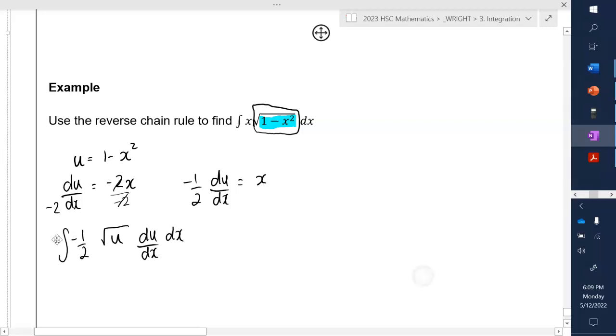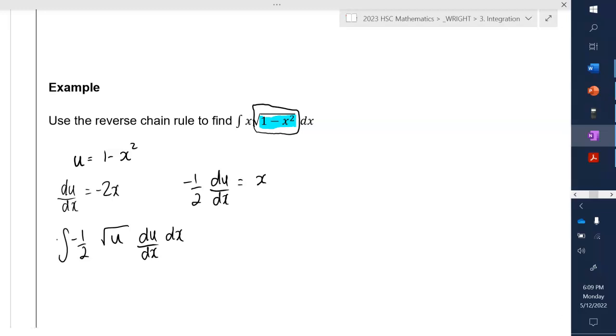I've found a substitution for 1 minus x squared, and I've called it u. I've differentiated my u to get du dx, and I'll neaten that back up here for us so we can see what we had. So I've got du dx is equal to minus 2x. And so what I want to do is I need to substitute in for my x as well.